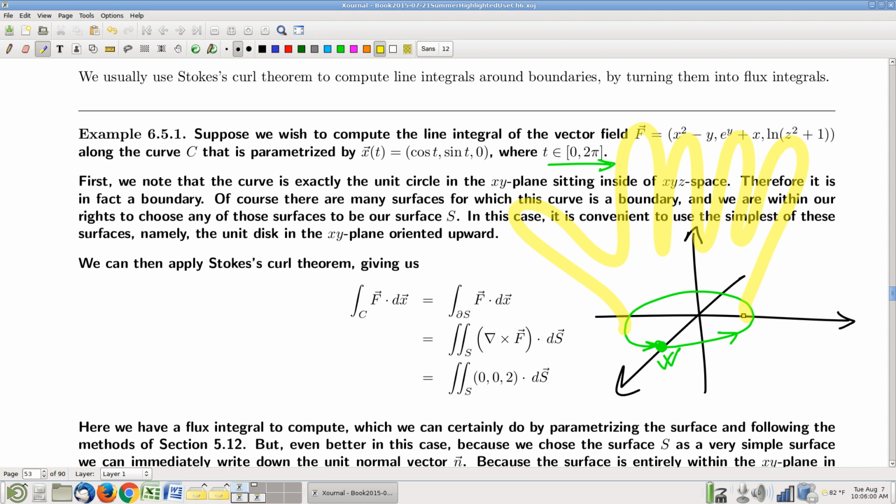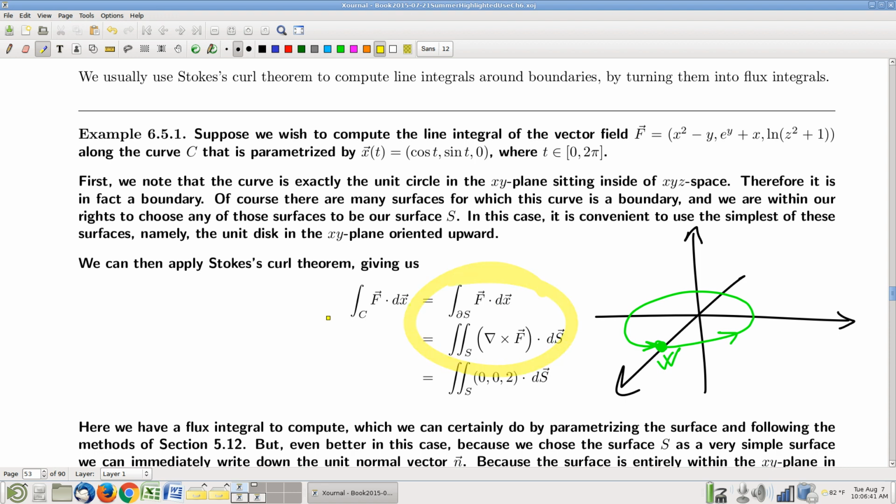So think with as much creative laziness as you can invoke. Of all of these different possible surfaces, which one would be the easiest surface to deal with? Not always, but most of the time, the easiest surface is the obvious surface, in this case this flat plane. And that's the one I'm going to use. Everybody on board? All right. So the curve is a boundary of a surface. Therefore, I can invoke Stokes' curl theorem.